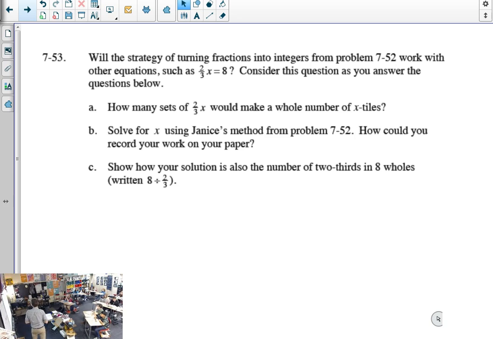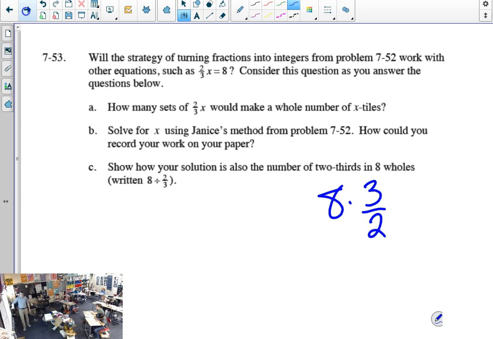2/3 x equals 8. What would we multiply by? 3 halves. Now hold on, think this through. I'm not even asking you to write anything out now. You can if you want. But if we're thinking about 8 times 3 halves, I want you guys to start to cross-reduce pretty quickly. We're going to make this a fraction, which then means we can cross-reduce the 8, and that becomes 4.